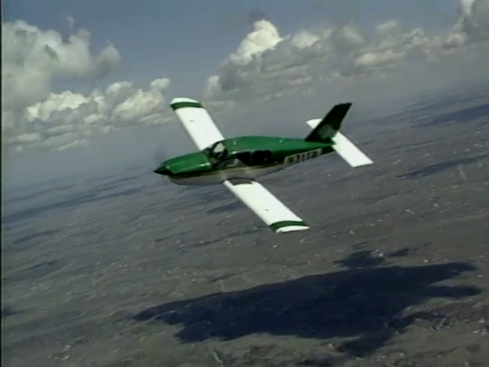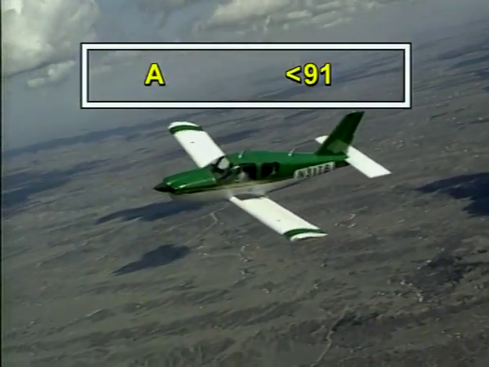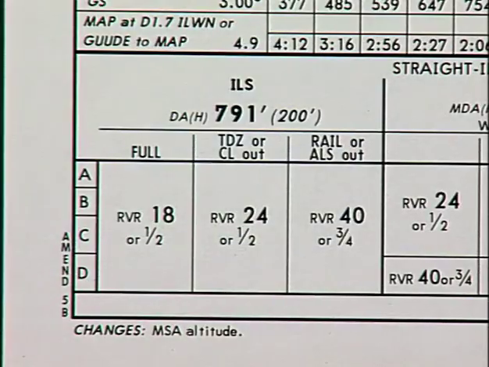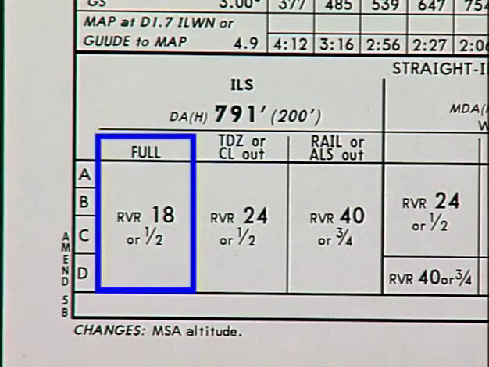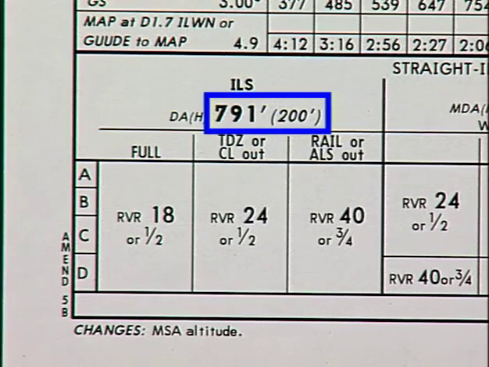Most single-engine general aviation aircraft fall into Category A. The first column of an ILS approach is designated as full. The minimums within this column apply when all components are operational. In this example, no matter what category of aircraft you are flying, you can descend to a decision altitude of 791 feet MSL, which is 200 feet above the touchdown zone elevation.